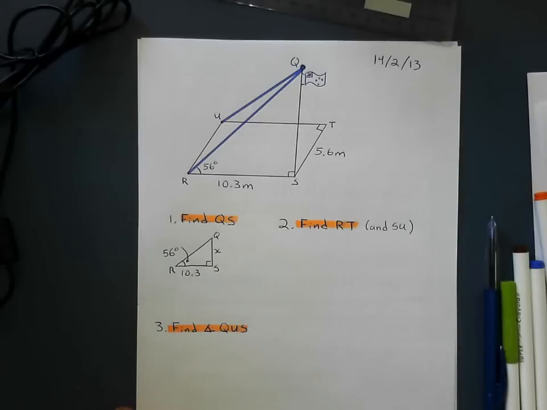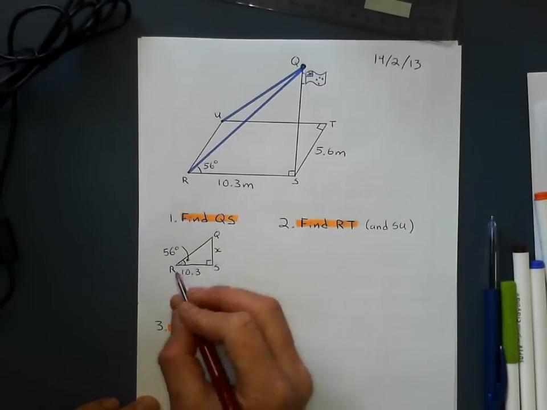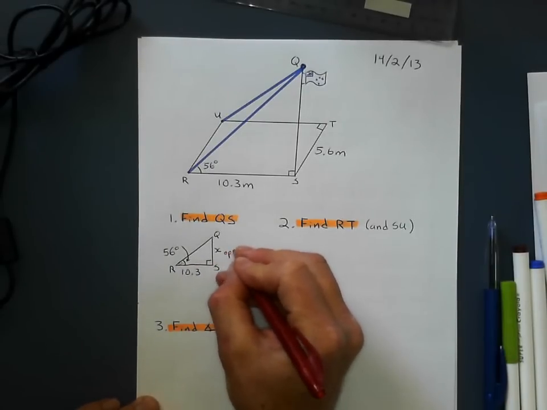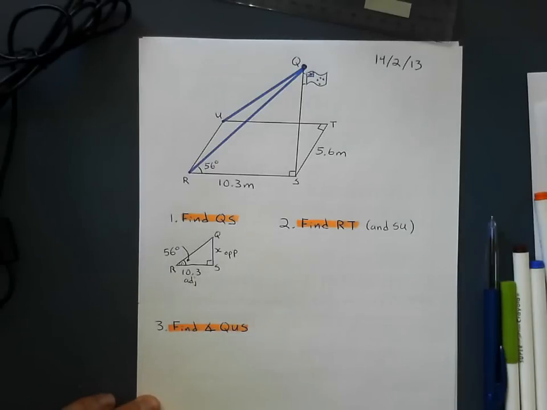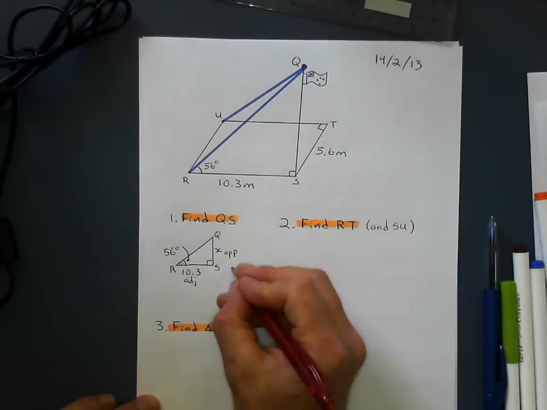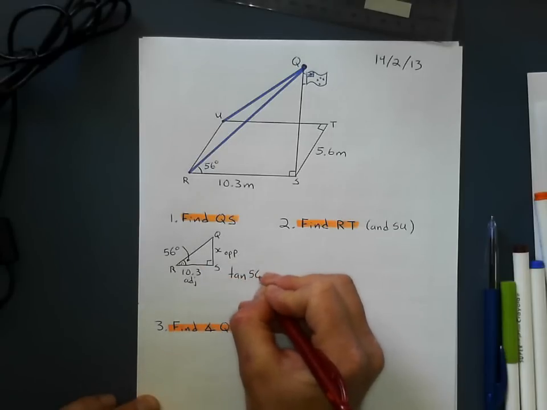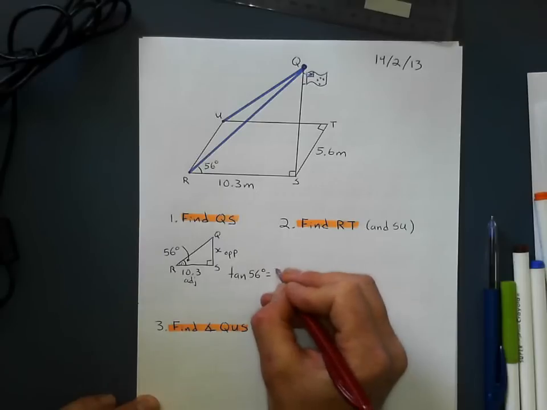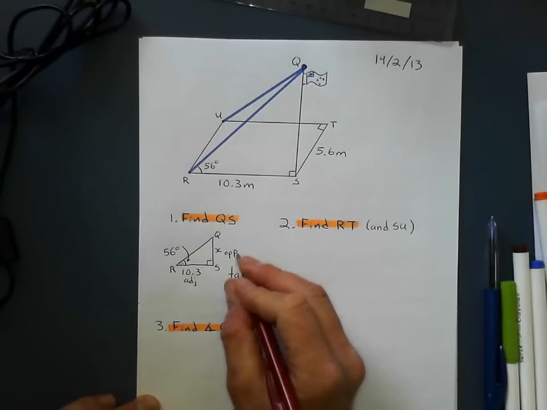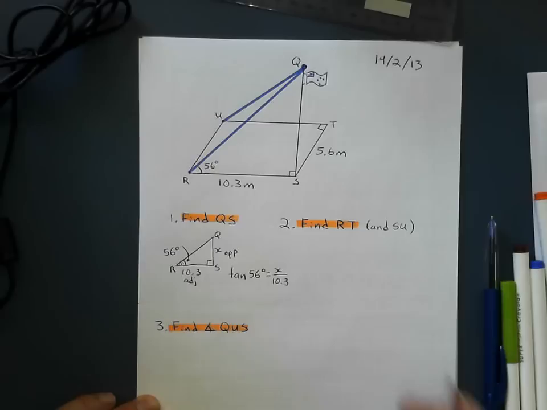So we do the SOHCAHTOA thing, and from this angle, that's opposite, that's adjacent, it's going to be tangent 56 degrees equals opposite over adjacent.